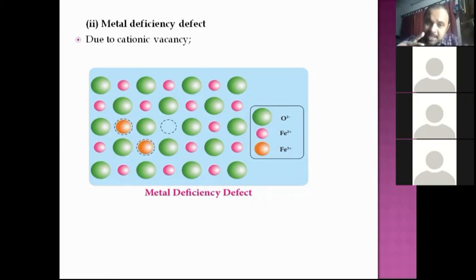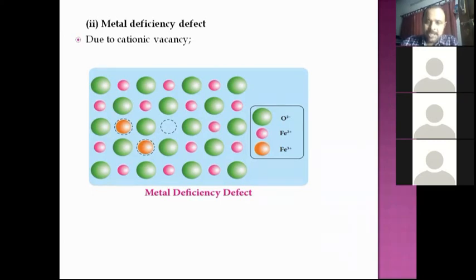So in the previous cases, metal excess defect, electron trap will balance the charge. In this particular case, oxidation of neighboring cations will balance the loss of charge. That's how generally you can remember.